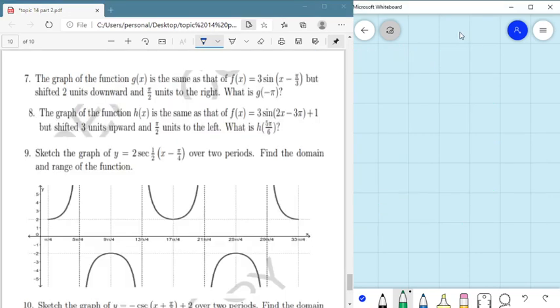Okay, number 7. The graph of the function g of x is the same as that of f of x equals 3 sine of x minus pi over 3, but shifted 2 units downward and pi over 2 units to the right. So what is g of negative pi? Okay? So notice that our f of x is equal to 3 sine of x minus pi over 3.